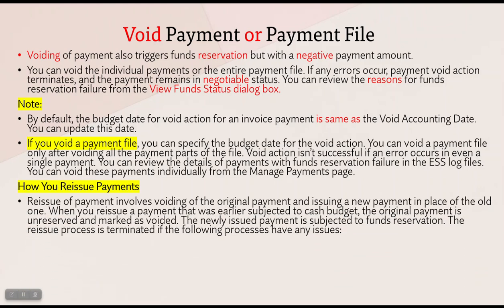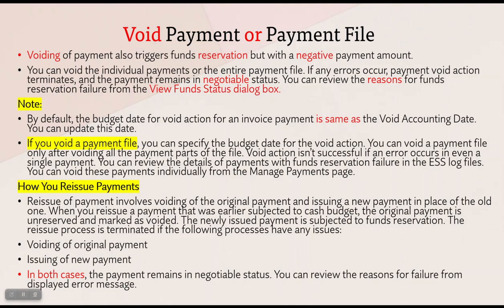Reissue payment involves voiding the original payment and issuing a new payment in place of the old one. When you reissue a payment that was earlier subjected to cash budget, the original payment is unreserved and marked as voided. The newly issued payment is subjected to fund reservation. The reissue process is terminated if there is any issue in voiding the original payment or issuing the new payment. In both cases, the payment remains in negotiable status. You can review the reason for failure from the displayed error message.